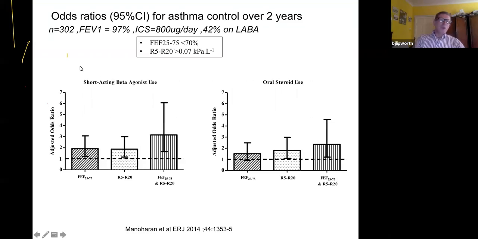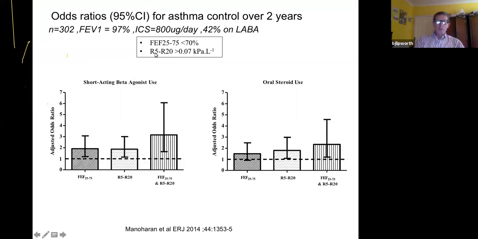What we then did was we took those 302 patients who had a preserved FEV1, and you can see their mean inhaled steroid dose was 800 micrograms a day, 40% were on long-acting beta agonist, and we followed them using health informatics over 2 years in terms of their asthma control. So what we did is we went back a year from the index date when the lung function was measured, and we went forward a year from the index date when the lung function was measured.